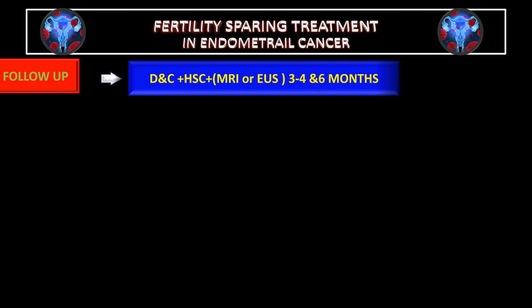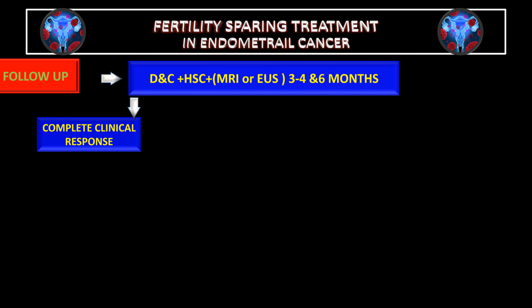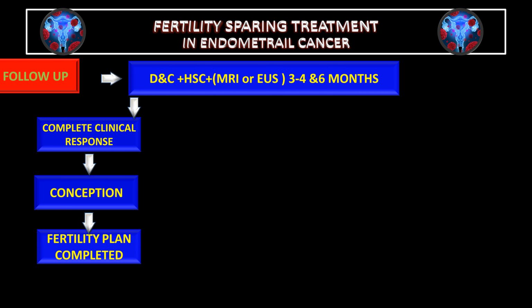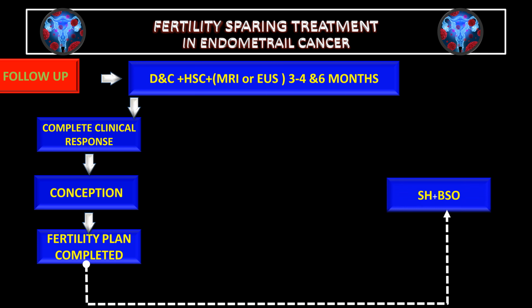Follow-up. In order to assess the response, hysteroscopic guided biopsy, dilatation and curettage, and expert ultrasound or MRI must be done 3 to 4 months and after 6 months from the treatment. If there is complete clinical response with the medication and the patient gets pregnant and the fertility plan is completed, we will go for the definite treatment, which is hysterectomy plus or minus bilateral salpingo-oophorectomy.